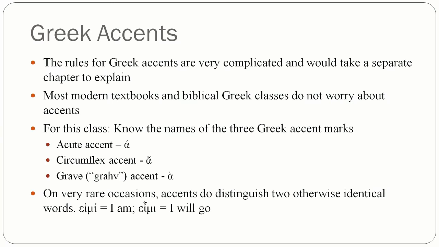The acute accent is a short diagonal line over a vowel, and the diagonal line is sloping down to the left. That is the acute accent. And it just indicates to put the stress on this syllable.